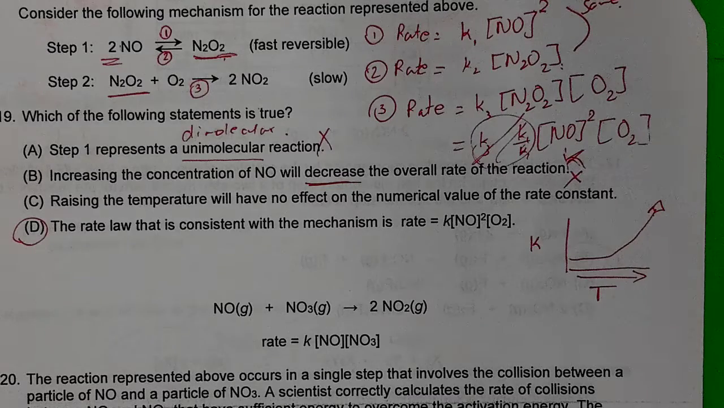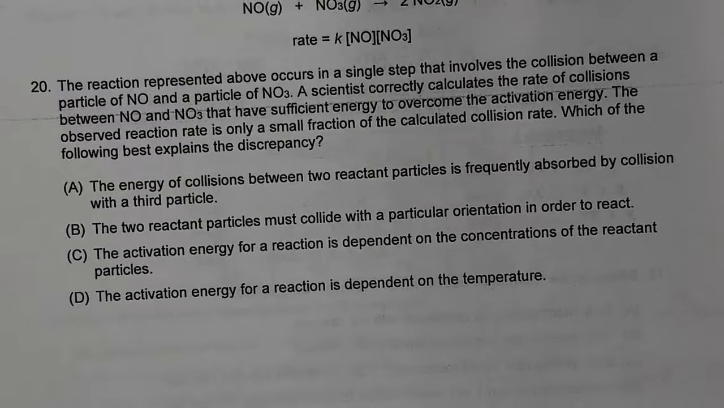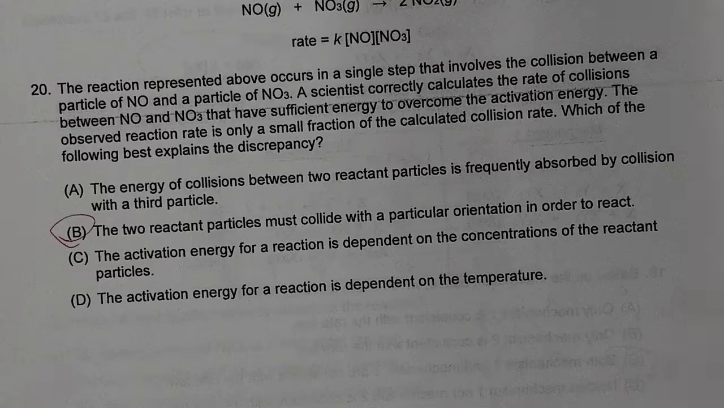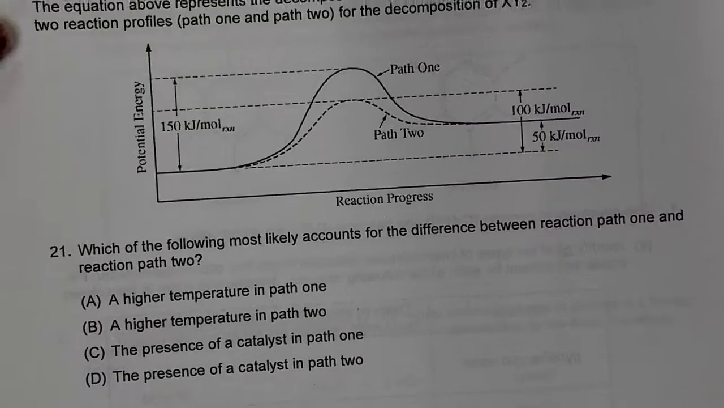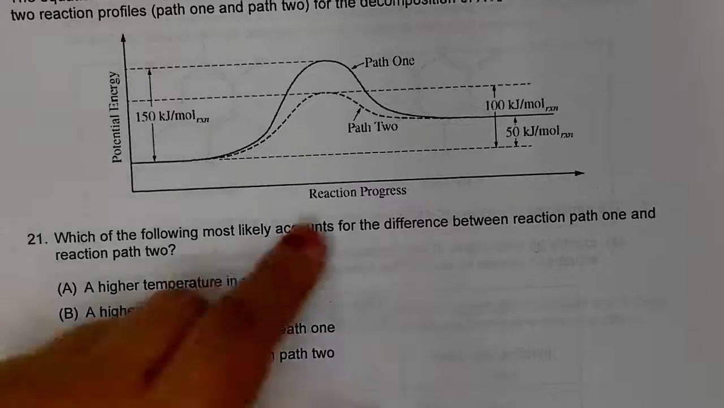Okay? Alright, number 20. What do we get? A should be B. Okay? Because of collision theory, you guys have to remember collision theory. That's what makes it happen. Okay? 21, what do we get? D. Okay? That's why it's shorter.